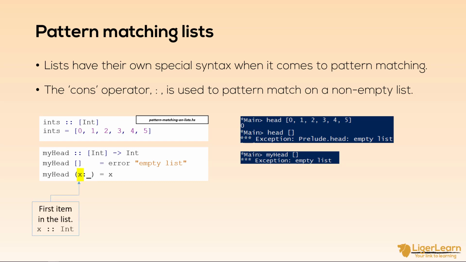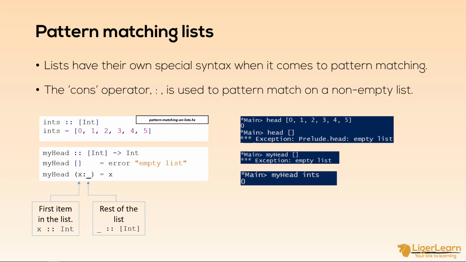To the left of the cons operator is always an item in the list. Since this is a list of ints, we know that x will be an int. We are binding the value to the variable x, so it is available for us to use in the function body. To the right of the cons operator represents the rest of the list. Since it is a list of ints, the wildcard represents a list of ints. Remember, the point of the function is to return the first item in the list, which is what we do with x. For the rest of the list, we use the wildcard pattern since we don't care about its values. And when we call the myHead function with our list of ints, it returns the first item 0, just as we would expect.